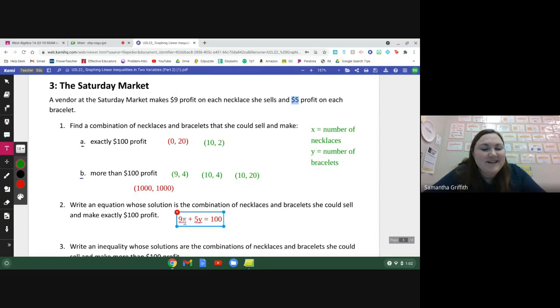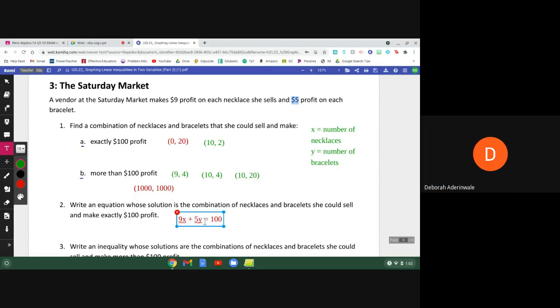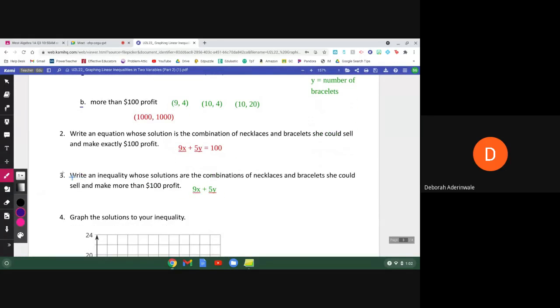It's saying $9 times the number of necklaces plus $5 times the number of bracelets equals 100. So for the next one, we only change the sign to greater than 100. So we can have 9x plus 5y greater than 100. It will depend on the values we substitute into x and y.